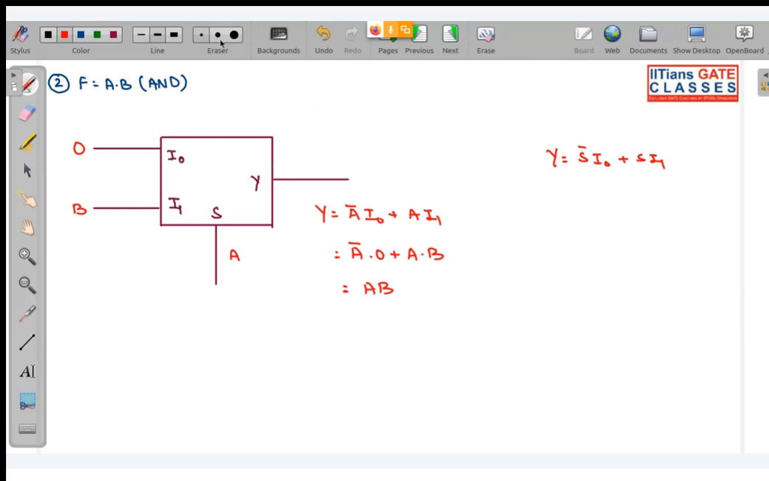Now you might be telling, sir, why can't we take it like this? You can take it, it is up to you, whatever you want to do. But then what will happen? You will get B complement I0 plus B A. Here B will be your MSB and A will be LSB. So MSB, LSB in a multiplexer question, at any place.